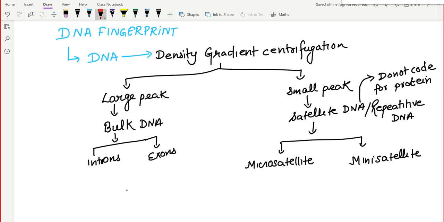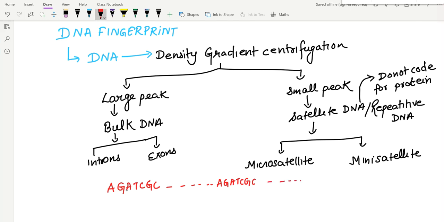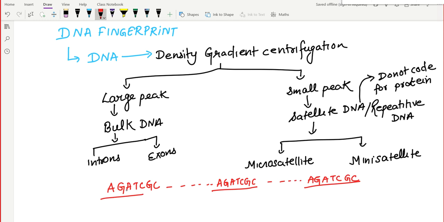A repetitive sequence is a chain of nucleotides, for example A, G, A, T, C, G, C. Just for example, this is a chain. Then normal DNA sequence is there. Then again this particular chain comes up. Again we have a normal DNA sequence, and again this thing comes up. So if a particular set of nucleotides gets repeated many times in a DNA, we say that this is a repetitive sequence.